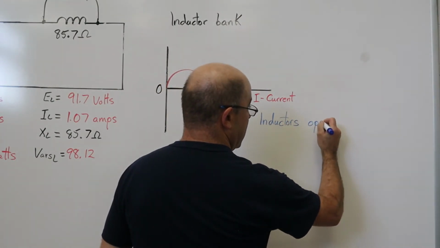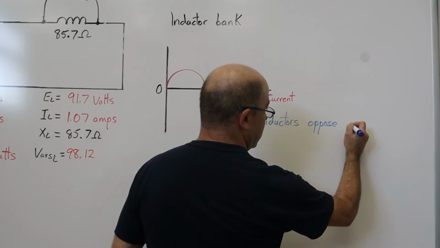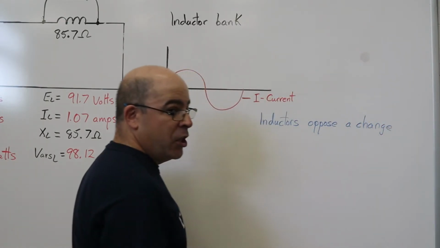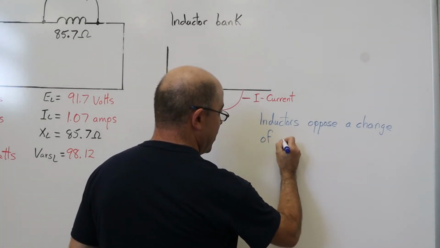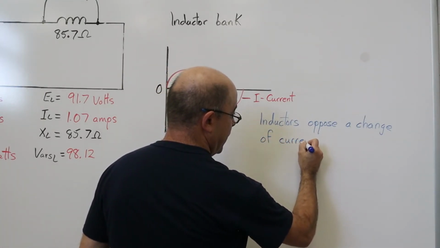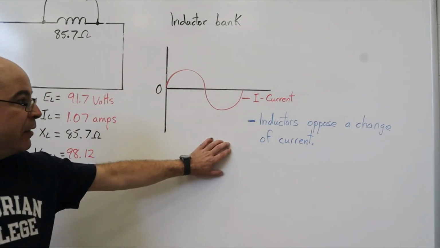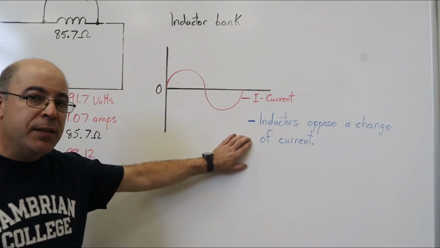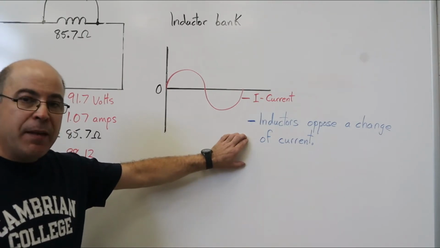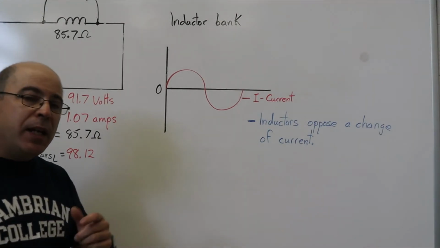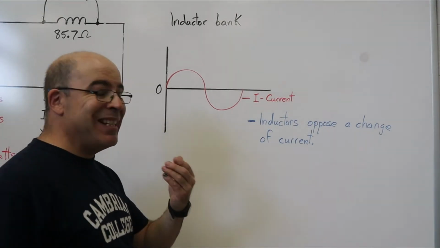Inductors naturally oppose a change of current. So based on that very fact that an inductor naturally is going to oppose a change of current, that means it's going to kind of hold back that voltage waveform. And we know that the phase angle difference is 90 degrees.